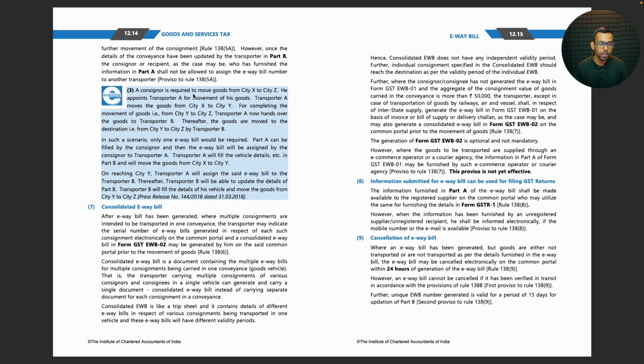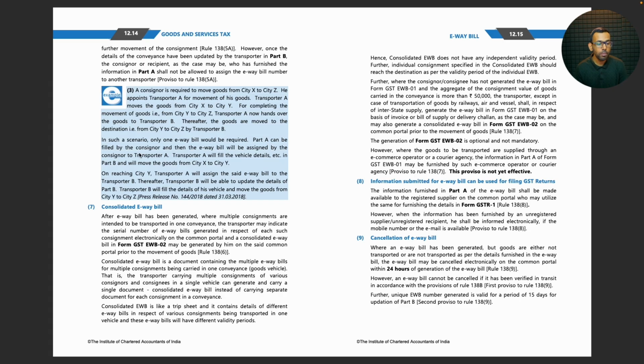A consignor is required to move goods from city X to Z. He appoints transporter A for movement of his goods. Transporter A moves the goods from city X to city Y. For completing the movement of goods from city Y to Z, transporter A now hands over goods to transporter B. Thereafter, the goods are moved to the destination from Y to Z by transporter B. In such a scenario, only one e-way bill will be required.